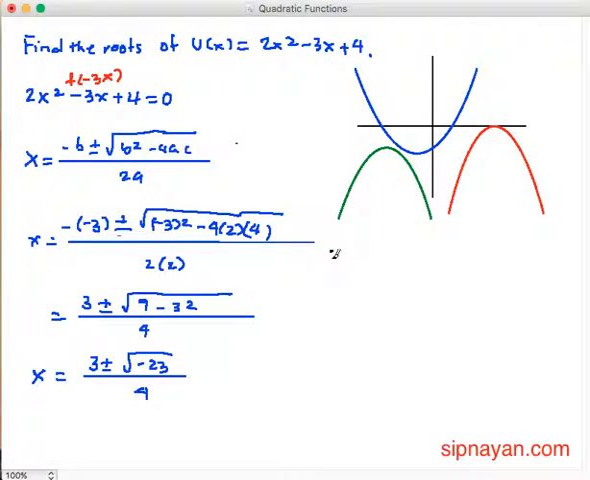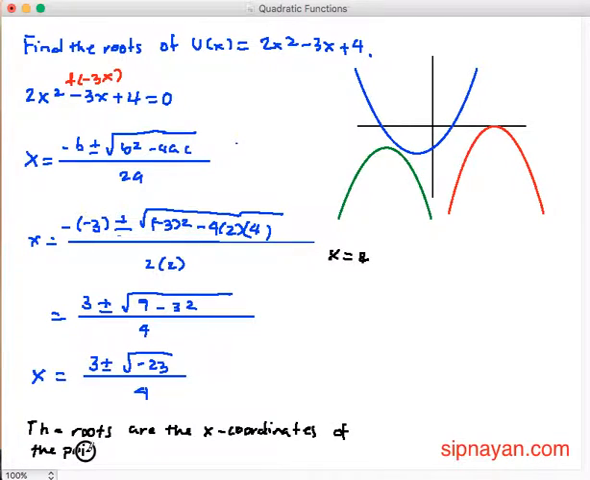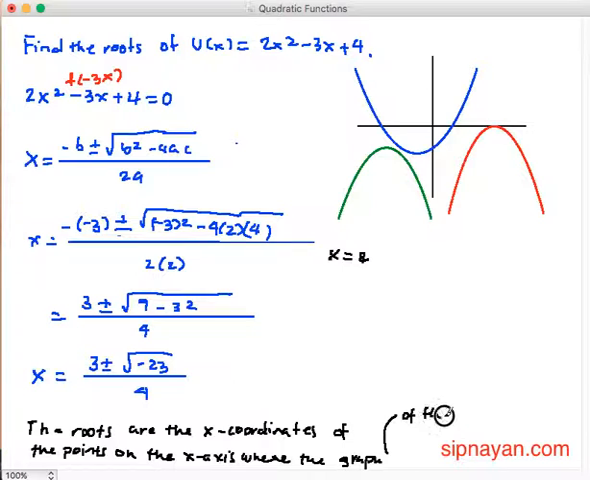What again are the roots? If your root is x equals 4, for example. So the roots are the x-coordinates of the points on the x-axis where the graph of the function passes through.